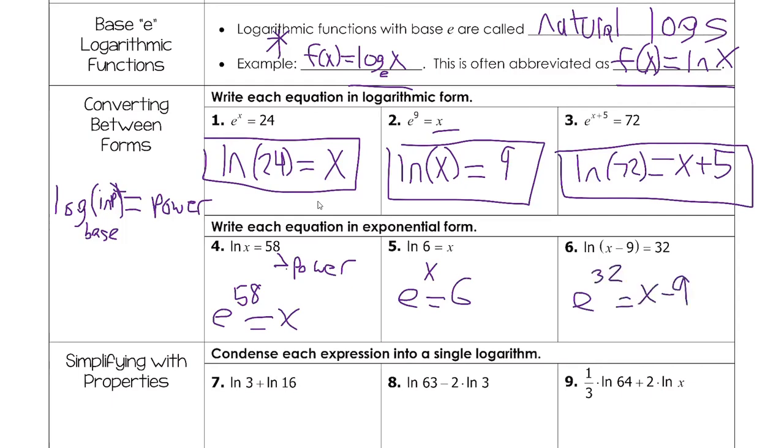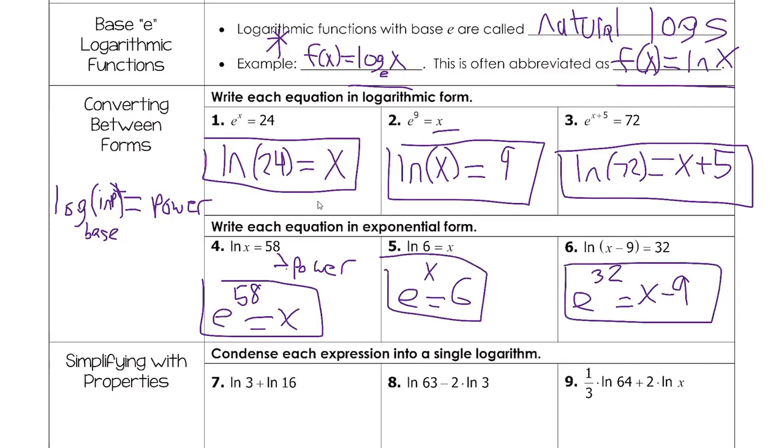I know it's probably been a little bit, but same idea. We changed between forms when we were looking at any other kind of log. But just remember, if you see the natural log, your base is going to be e. And let me know too, I know I'm going a little bit quick potentially, but if you do have any questions, just feel free to stop me. But this is just converting between forms.